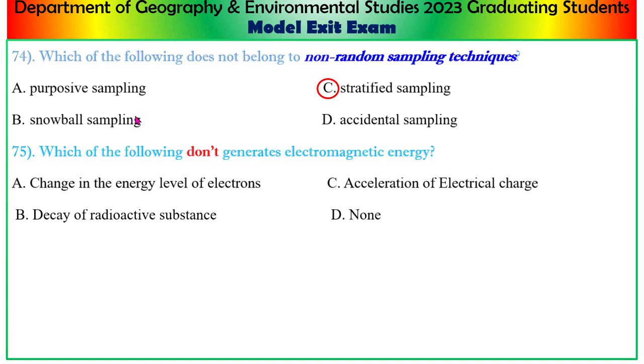Electromagnetic energy when the radioactive elements are decayed. C: acceleration of electrical change. D: none. The answer is none.